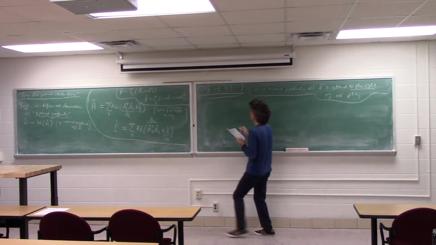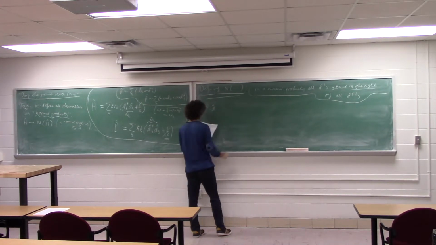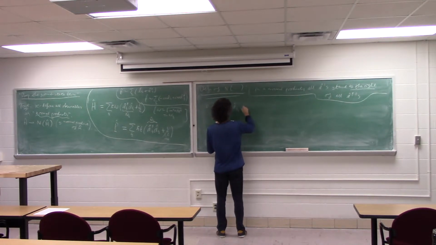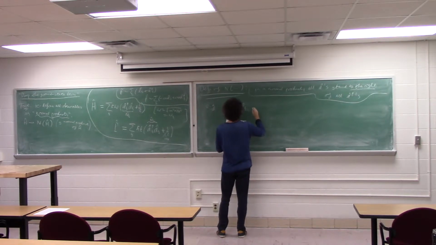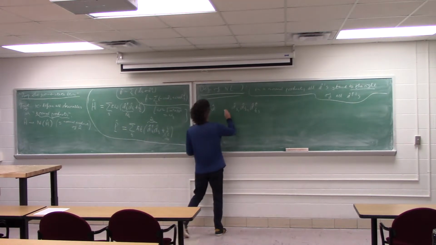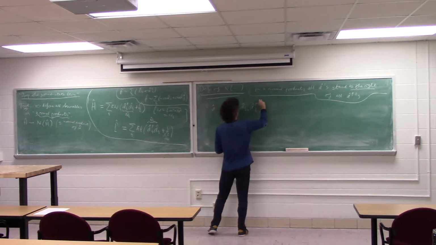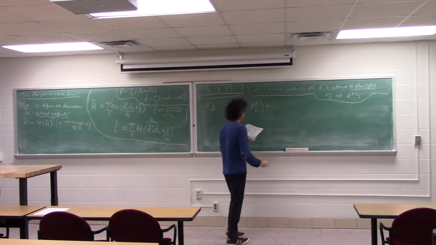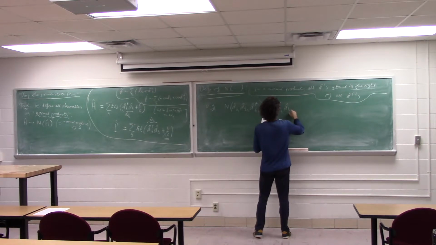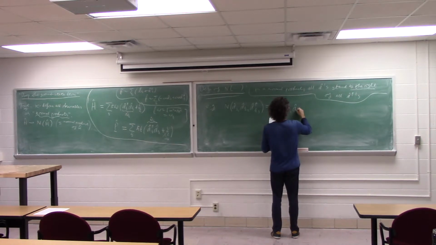So for example, let's say you have an expression a hat k1, a hat k2, a hat dagger k3. Let's say you have that expression appearing somewhere. And what is the normal product? The normal product of that expression is just a hat dagger k3, a hat k1, a hat k2.